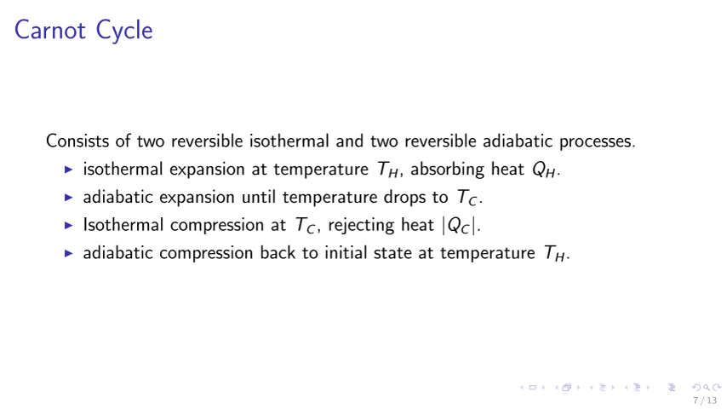The Carnot cycle consists of two reversible isothermal and two reversible adiabatic processes. The isothermal expansion at temperature TH, which absorbs heat QH. There's an adiabatic expansion until the temperature drops to TC. There's an isothermal compression at TC, rejecting a heat QC, and an adiabatic compression back to the initial state at temperature TH.